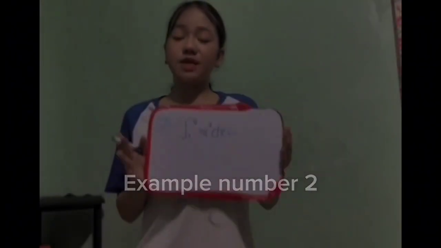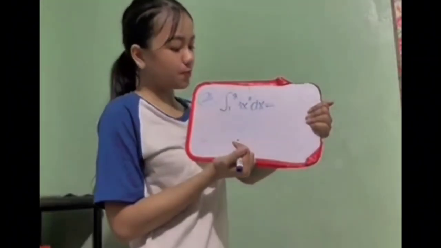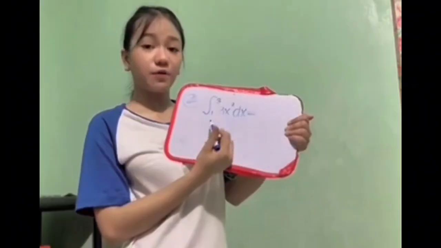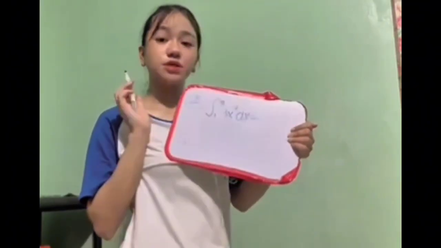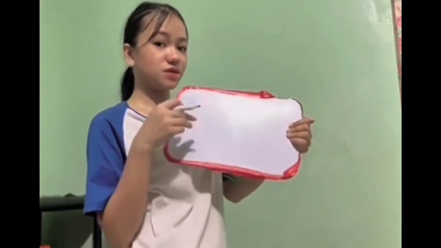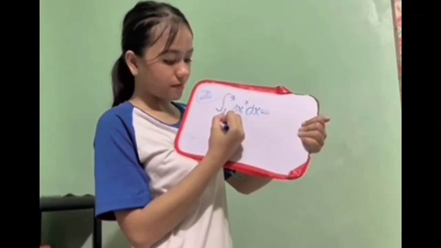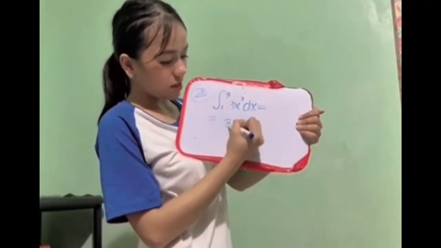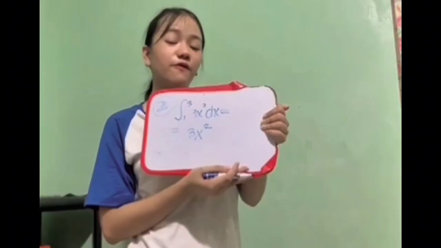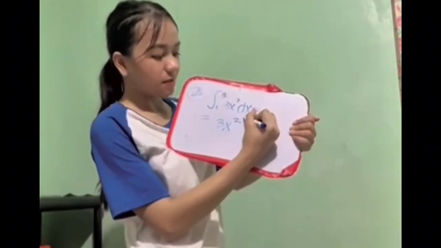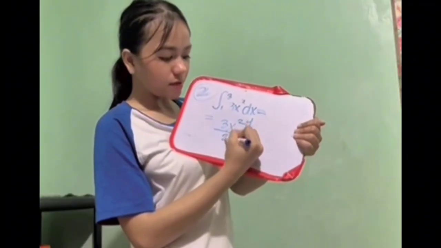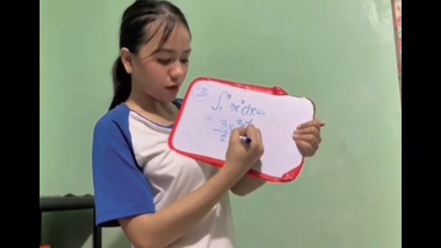So let's have the second example. We have the integral of 3x squared dx evaluated from 1 to 3. The first thing we will do is get the antiderivative of this integrand, 3x squared. And then we will apply the power rule of integration. We add plus 1 to the exponent, and then we copy the exponent into the denominator.